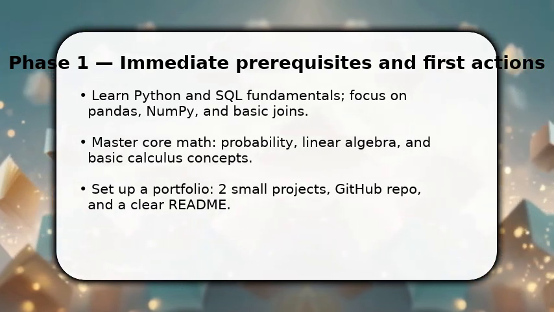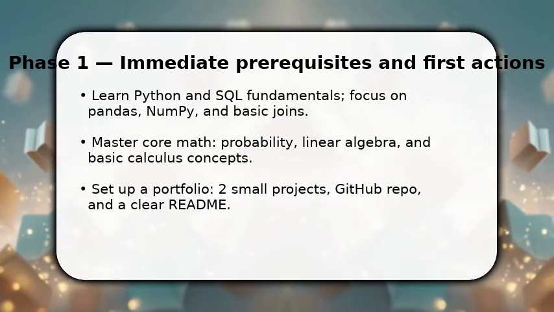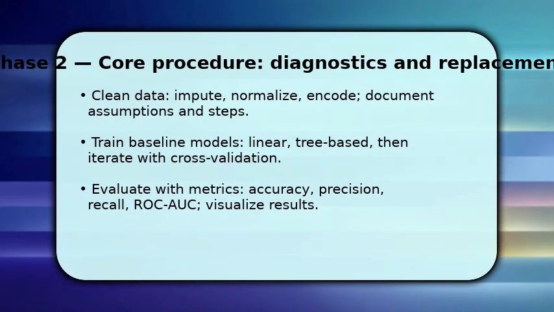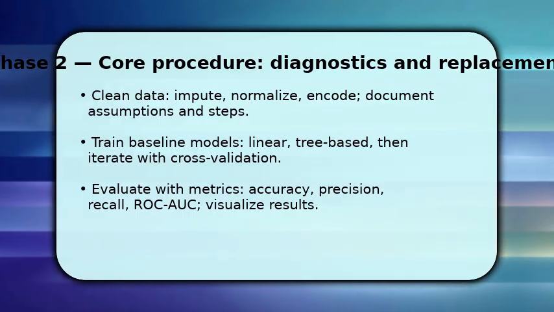You move into modeling by first cleaning and documenting your dataset. Impute missing values and encode categoricals so models behave predictably. Once the data is reliable, train simple baselines like linear regression and a decision tree. This sets realistic performance expectations.